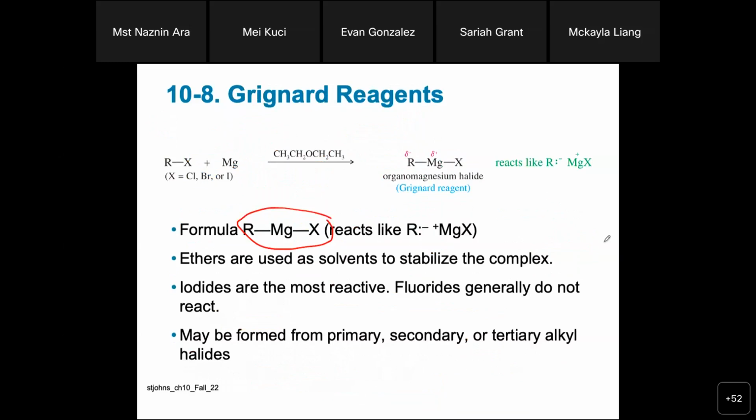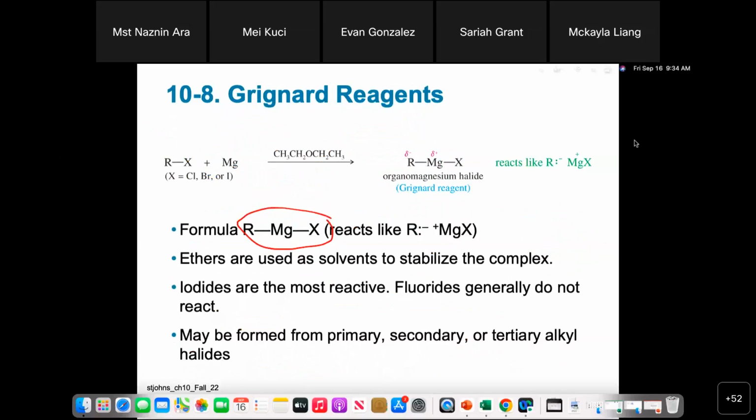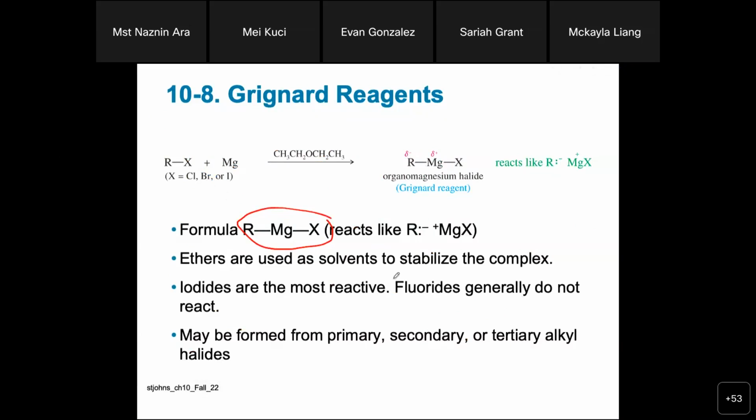Now let's talk about the Grignard reagent. The Grignard reagent formula here is RMgX, an alkyl magnesium halide. Mainly chlorine, bromine, and iodine work, but fluoride generally doesn't work. So please remember, we say the halides work, but actually fluoride does not work. Fluoride doesn't work, but chlorine, bromine, and iodide work.